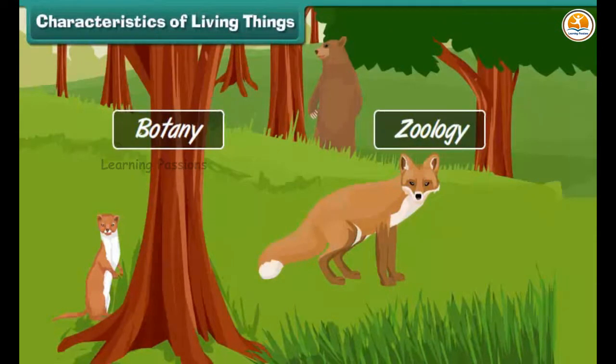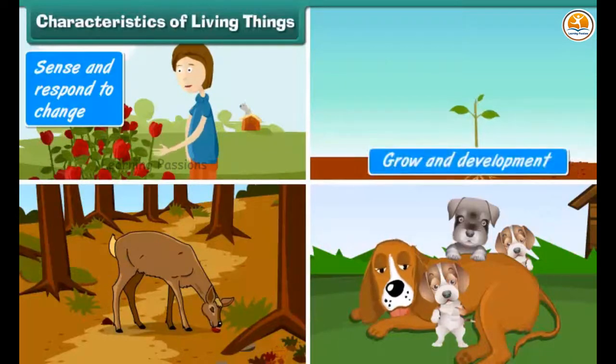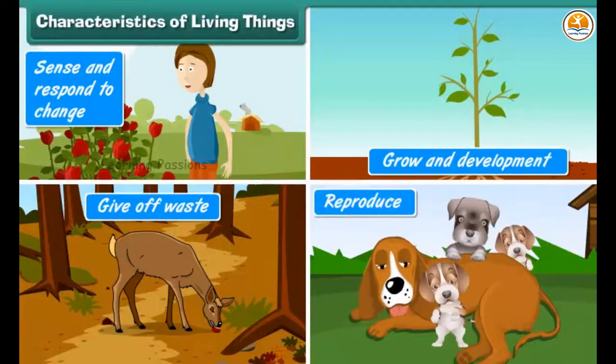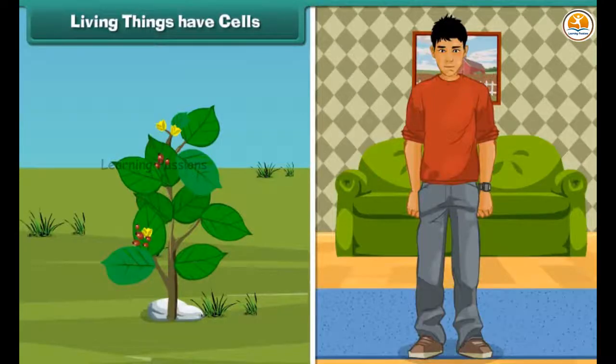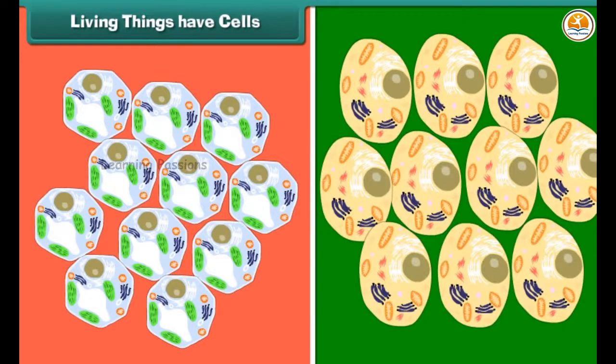All living organisms share the following basic characteristics: sense and respond to change, growth and development, give off waste, reproduce. Living things have cells. Each living being has a distinct individuality. It cannot be broken into two or more independent parts. The body of a living being is made of one or more cells. Cells are considered to be the structural and functional unit of life.